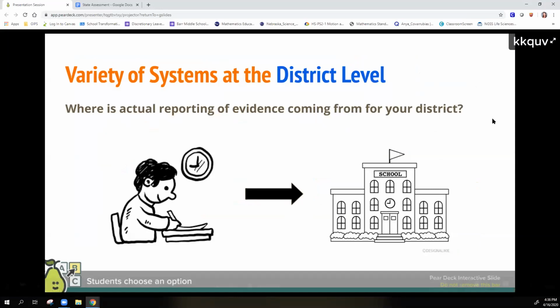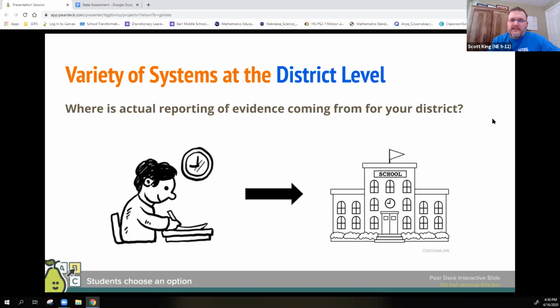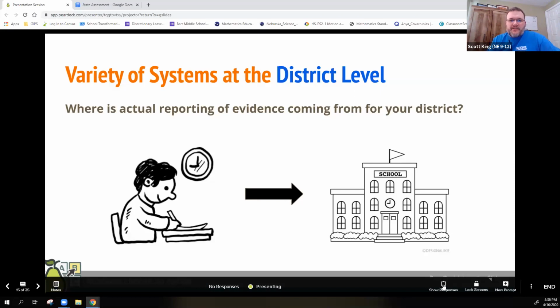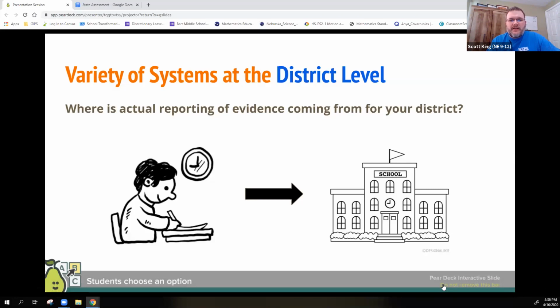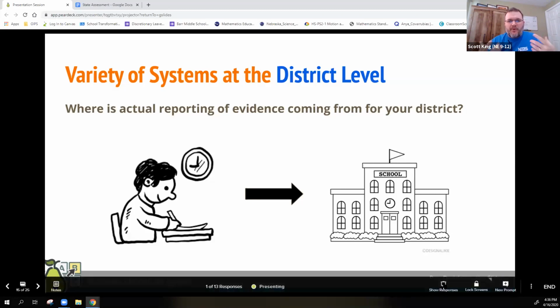Here you go, Scott. So we all know that, of course, we have these state tests that every state has. And of course, in Nebraska, at the 11th grade level, we even use the ACT as our state test. But we're going to take a smaller step back, a smaller scale, and look at what's going on at the district level. What is your district doing to actually report evidence of learning from your students?